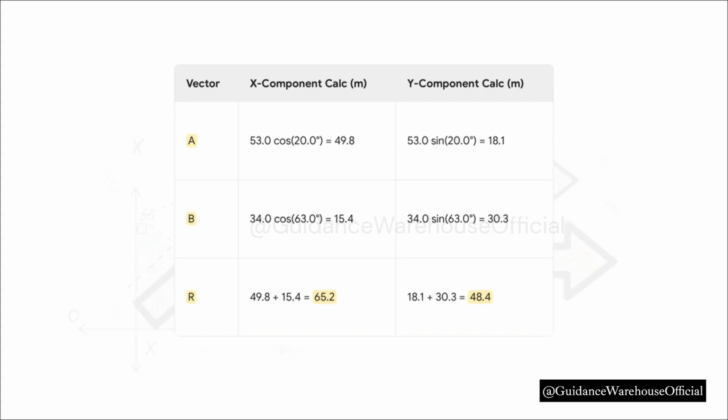Okay, step 2, add them up. We just add down the columns. The x's sum to 65.2, and the y's sum to 48.4. And those are the components of our final answer.